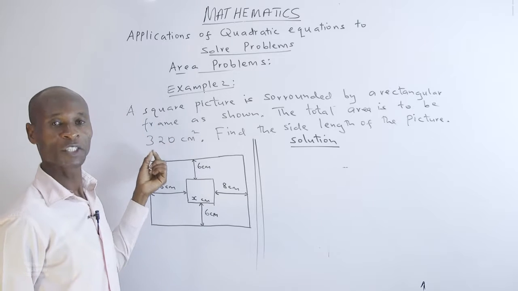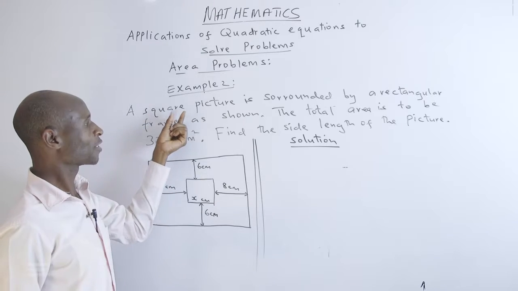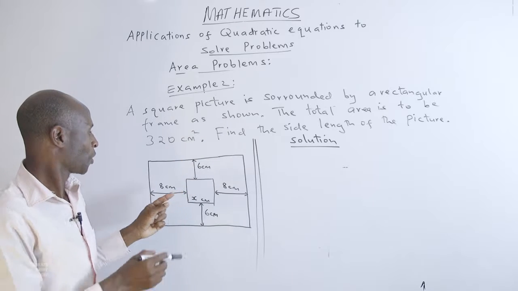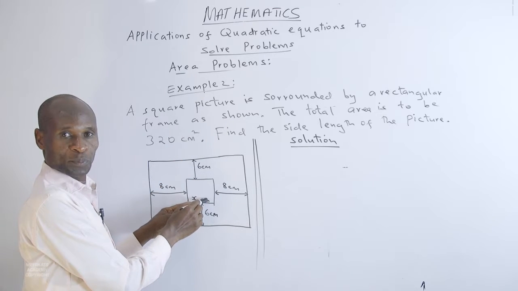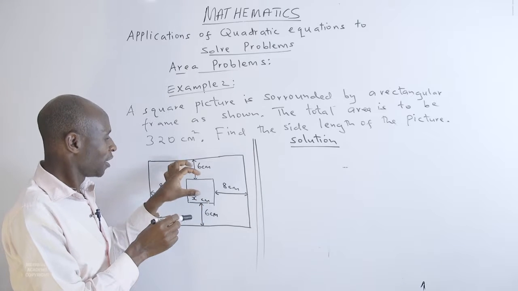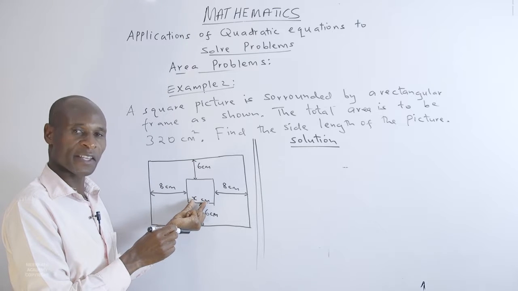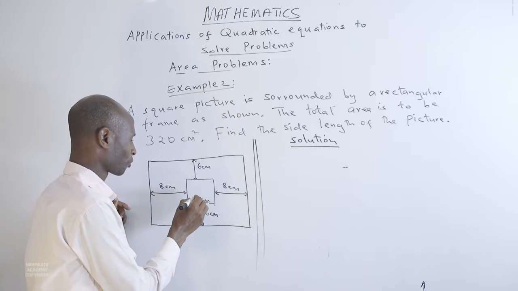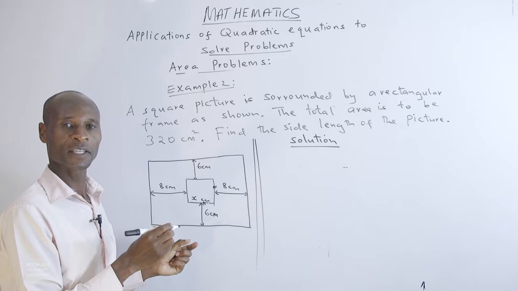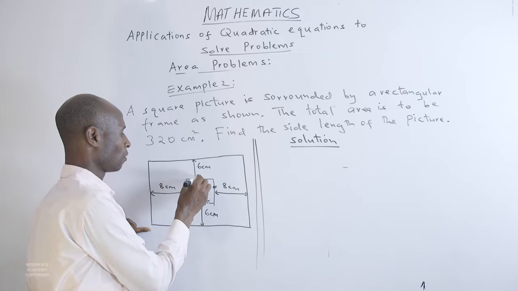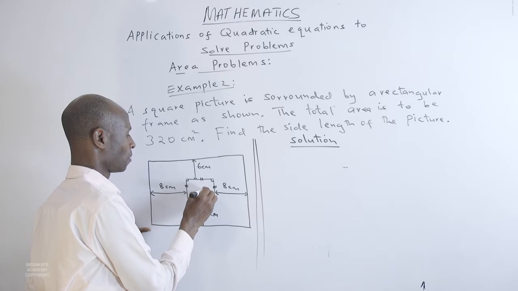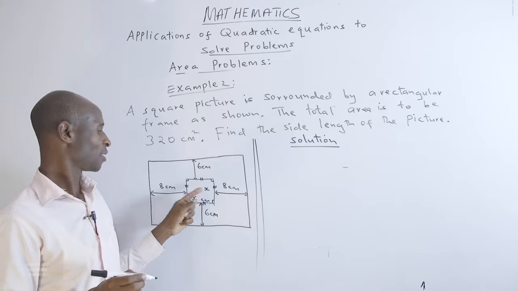So in our second illustration, we want to consider this example. A square picture is surrounded by a rectangular frame as shown. So there is a picture inside, and the dimension of that picture is x centimeters. Because it's a square, this side will be x centimeters, and also this side will be x centimeters, because we understand that for a square, all sides are equal. So this will also be x centimeters.